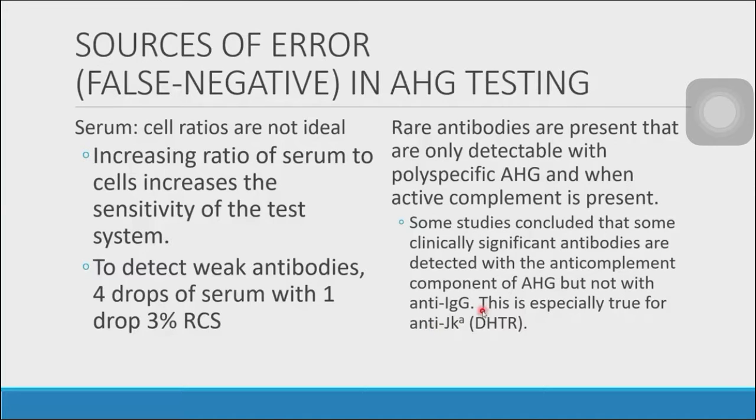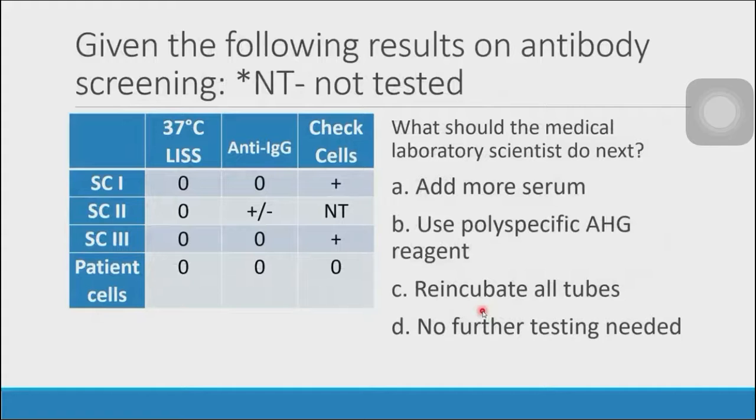Usually, in the laboratory, the use of polyspecific AHG is limited, because using polyspecific AHG may promote false positive reactions. Since it detects both complement and IgG, it can also detect clinically insignificant antibodies, which are detected only when there is anti-C3d or anti-complement. That is what the laboratory does, so usually it is just anti-IgG. For this type of question, the most probable answer is to add more serum, to increase the sensitivity of the test.